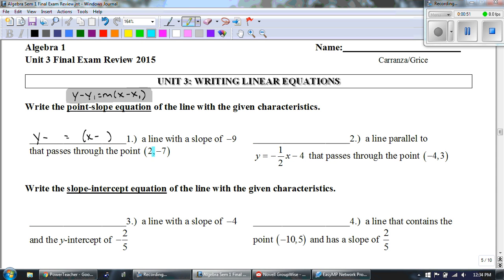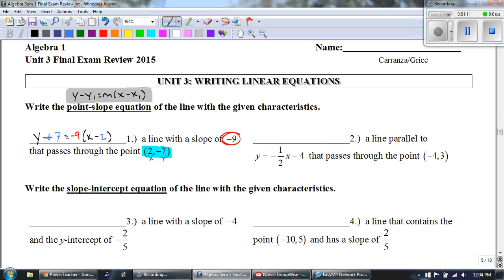So I need to plug in my point and my slope. My slope goes with the -9, and then my x goes with the x, and the y goes with the y. So that turns into a +7.